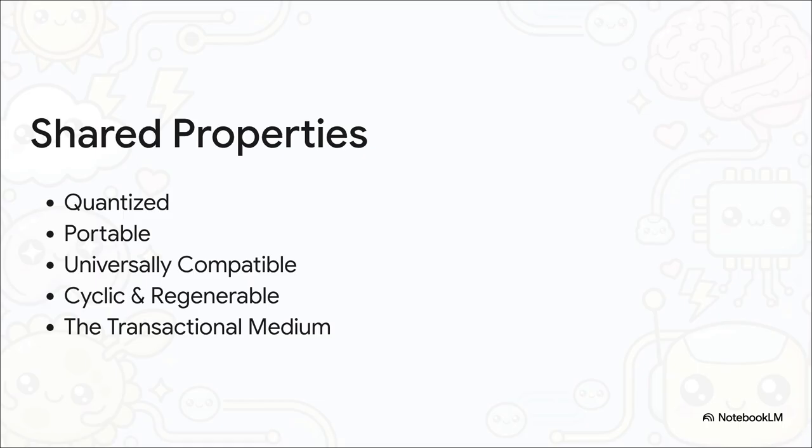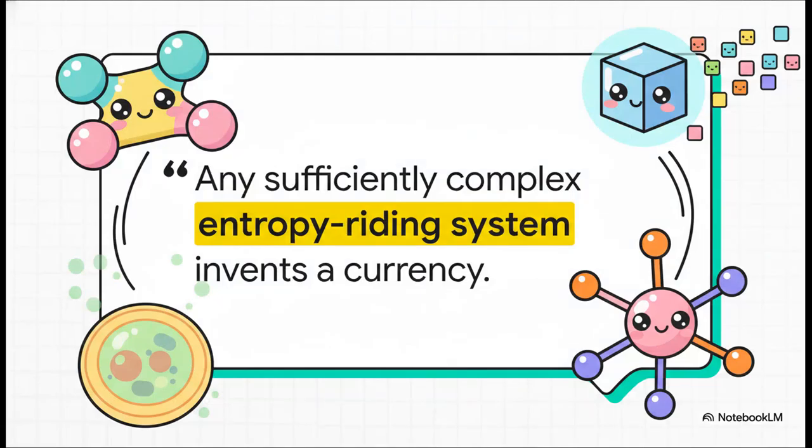Think about it. If you need to coordinate billions or trillions of different jobs, you need a currency that's broken up into little pieces, quantized. It has to be easy to move around, portable. Every part of the system has to accept it, universally compatible. And it's got to be recyclable so you don't run out. This isn't an accident. It's convergent evolution. It's just smart design.